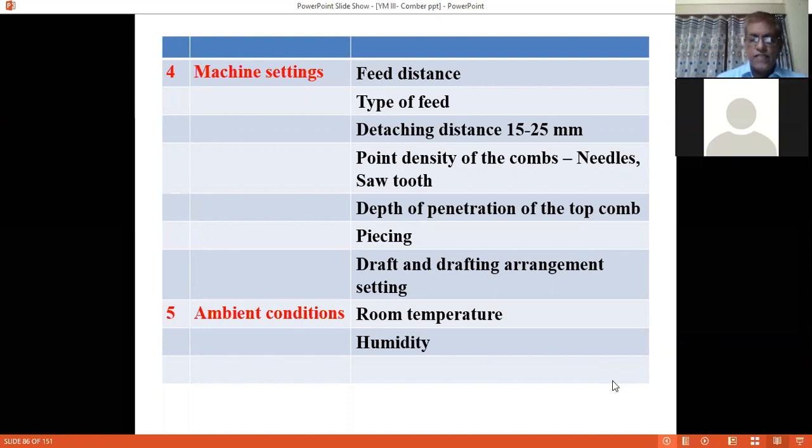shorter is the feed distance, better is combing, and this feed distance generally varies from 4 mm to 7 mm. It may be 4 mm, 5 mm, 6 mm, 7 mm. And for short staple cotton, it is generally kept 7 mm. And for medium staple cotton, it is kept 6 mm or 5 mm. For long staple cotton, it is generally kept 4 mm.